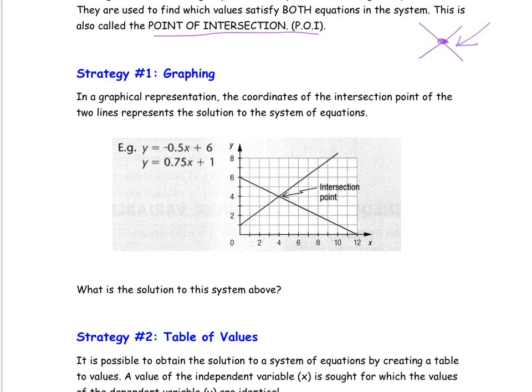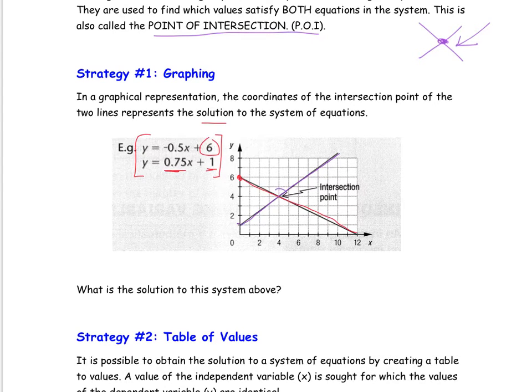In a graphical representation, the coordinates of an intersection point of two lines is the solution. So here we have y equals ax plus b. Remember that the a is the slope and the b is the y-intercept. So if we look here, the 6 is the y-intercept of the first line, and it has a negative slope, so it's going down. And then the second line starts at plus 1 and it goes up 1 over 4, so rise of 1 and then over 4. So it's going up like this.